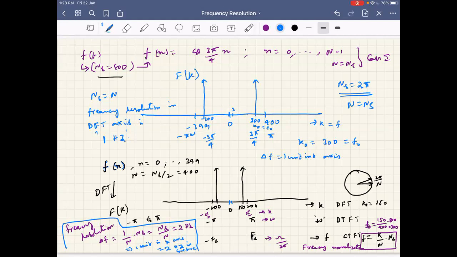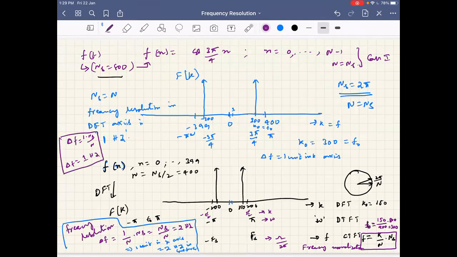So its frequency resolution is poorer than this, and this has better frequency resolution than this. Here also, please apply the same formulas to get the frequency resolution. So delta f here is equal to 1 into N by Ns, or Ns by N. Because N and Ns are the same, delta f equals 1 Hz. That's what we had in the frequency resolution discussion.